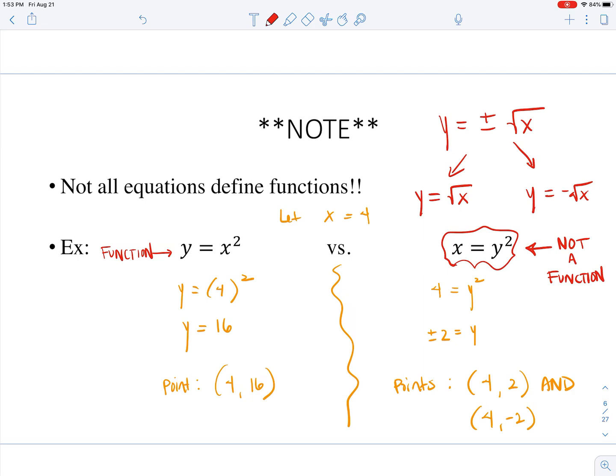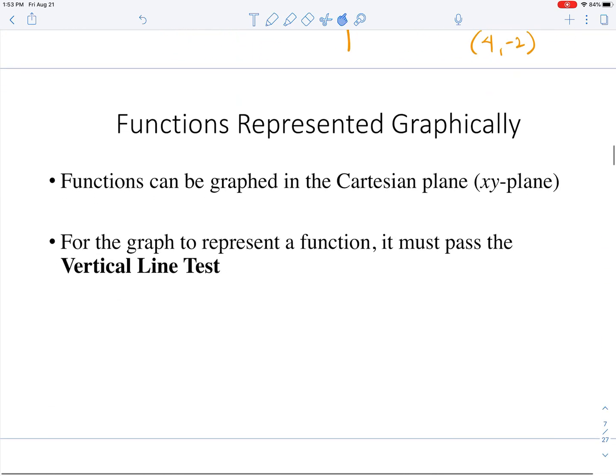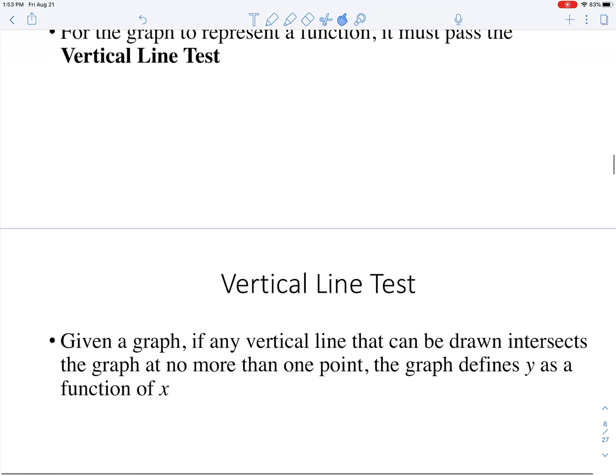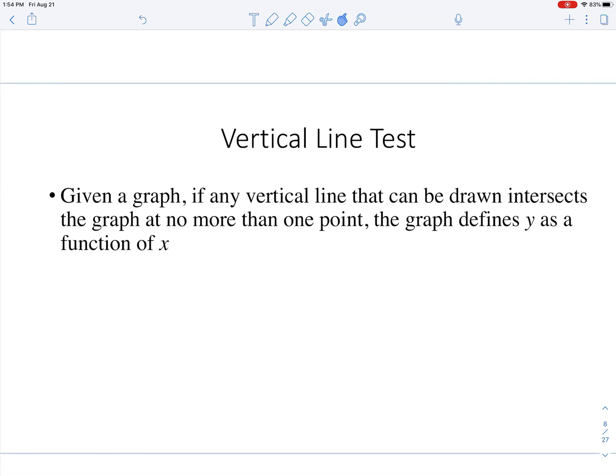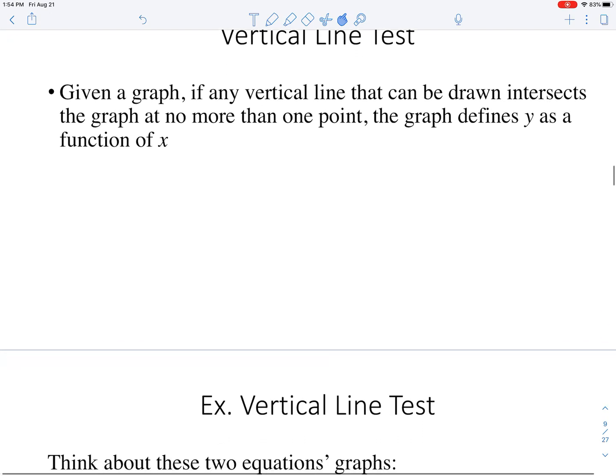And let's next talk about what that looks like graphically. Okay, here we go. All right, so next we're talking about functions represented graphically. Functions can be graphed in the Cartesian plane, or the xy plane. And for a graph to represent a function, it must pass the vertical line test. The vertical line test says, given a graph, if any vertical line that can be drawn intersects the graph in no more than 1 point, then the graph defines y as a function of x.